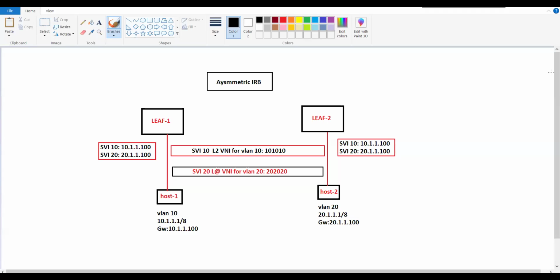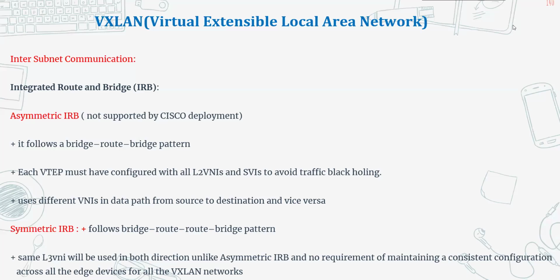In this section, we are going to discuss asymmetric IRB, or asymmetric integrated route and bridge. When we talk about inter-subnet communication, we talk about integrated route and bridge. Asymmetric IRB is not supported by Cisco deployments. It follows a bridge-route-bridge pattern.